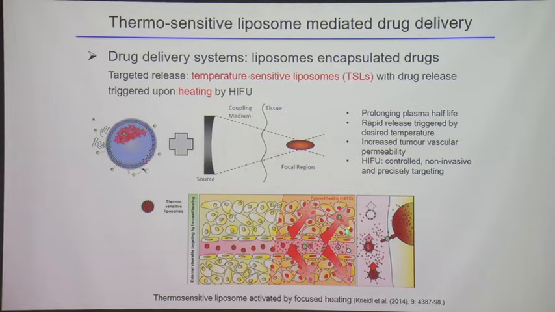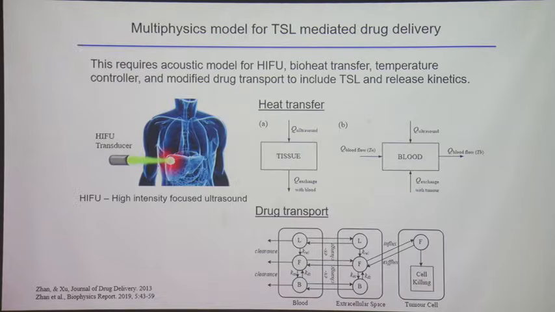Then these nanoparticles could be anywhere. They could be inside the capillary vessels. They could have permeated into the tumor tissue space. So when the region is heated, these nanoparticles are heated to that temperature, and then the drug is released. The drug release could take place either inside or outside. So how do we model this whole thing?